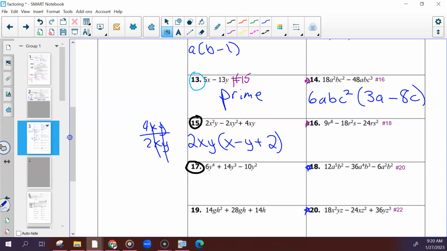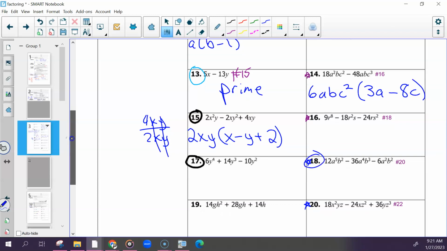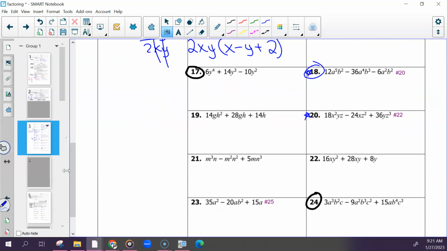Let's do 18. So highest number you can divide out of all of them. Can we take out variables? Which ones? How many? Is the highest number. We got variables. If so, which ones? How many?